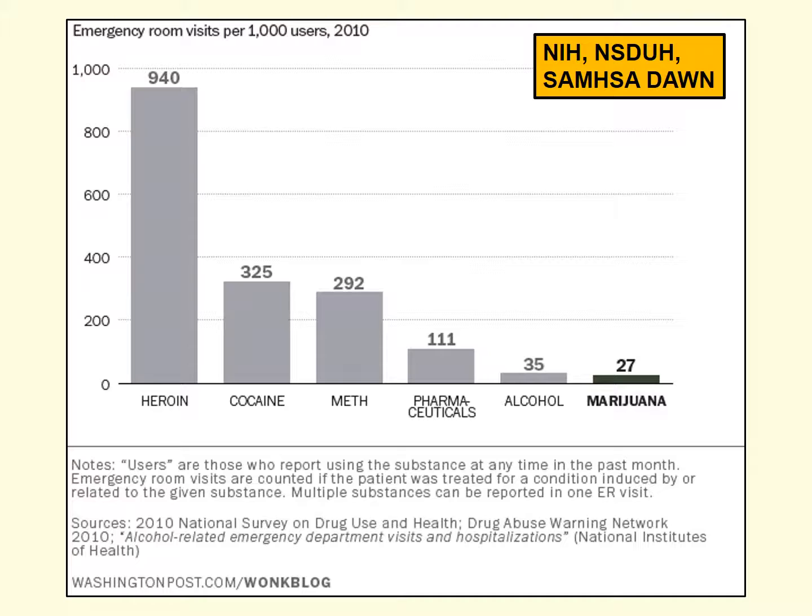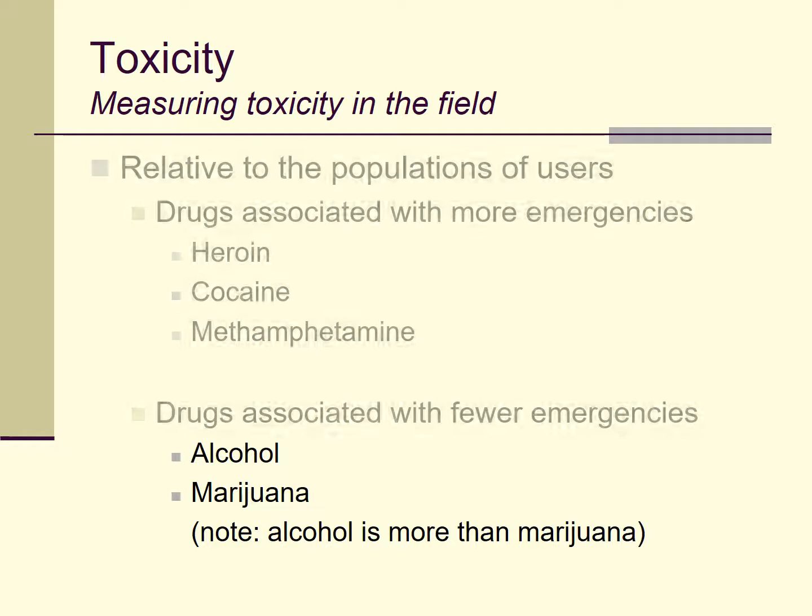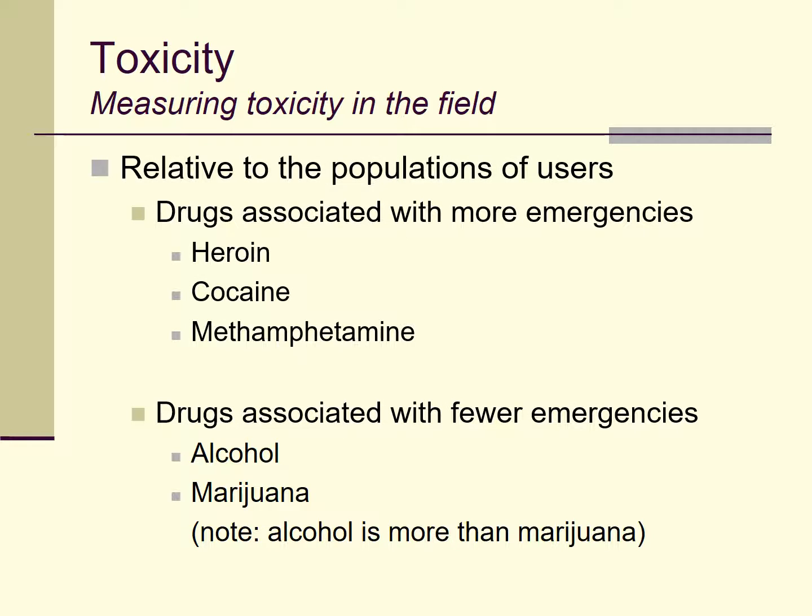To simplify things, what we could say is, when we think relative to the population of users, there are some drugs which are associated with more emergency room visits. Drugs like heroin and cocaine and methamphetamine, again, relatively small total populations of users. Not that many people use methamphetamine, for instance, but within that population, a fairly large number of people end up having medical problems and going to the hospital.